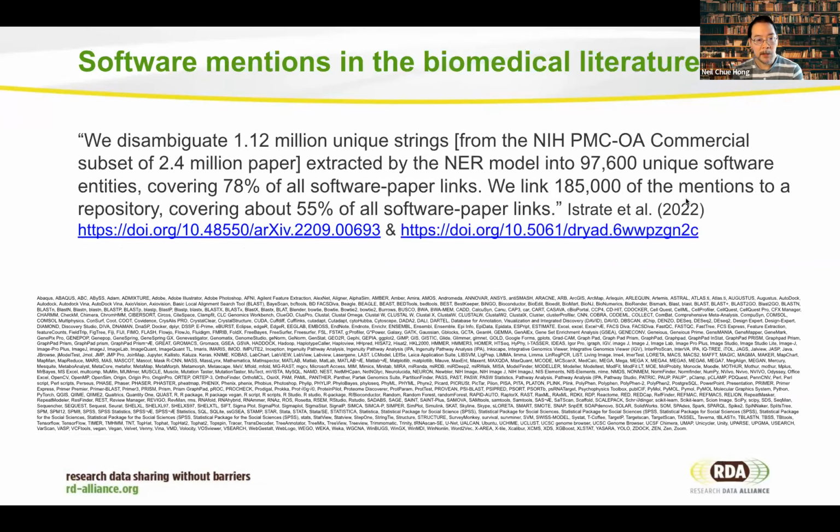There was a study done by the Chan Zuckerberg Initiative looking at software mentions in the biomedical literature. So here we see a lot more software mentions. There's about, I think, 1 million software mentions in about 2.5 million papers. So 1 in 2 papers in the biomedical literature have software mentions. But again, there aren't very many direct citations here. A lot of them are just mentions rather than citations with proper identifiers and metadata.